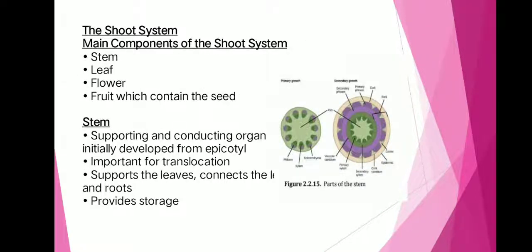The shoot system. Main components of the shoot system are stem, leaf, flower, and fruit which contains the seeds. Stem is a supporting and conducting organ initially developed from the epicotyl, important for translocation, supports the leaves, connects to the roots, and provides storage. So stem is the plant axis that bears buds and shoots with the leaves at its apical and basal ends, roots.